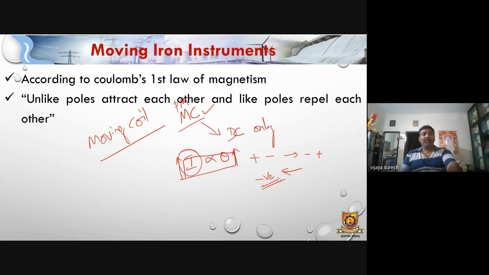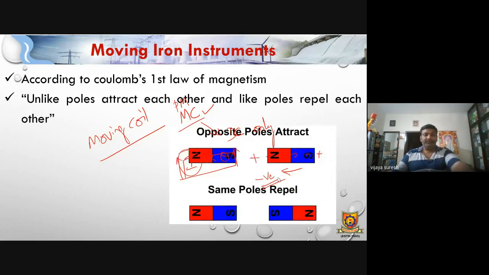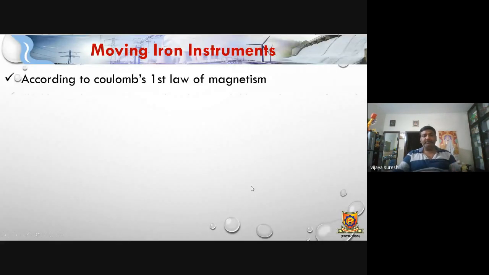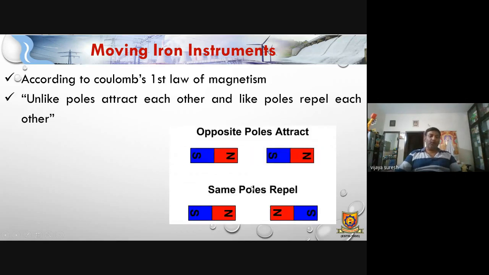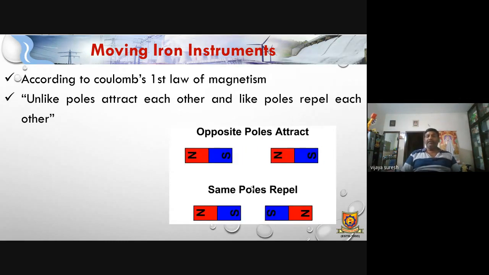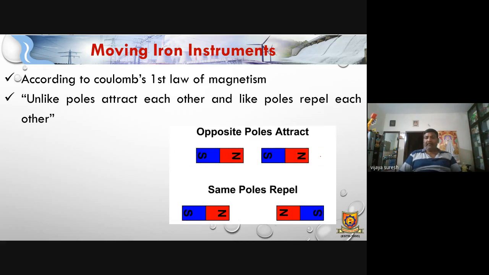Now we'll go through the moving iron instruments. According to Coulomb's first law of magnetism, unlike poles attract each other and like poles repel each other. We can see this animation. From the animation, you can observe what's happening with the North Pole and South Pole. In the first part, North South, South North.